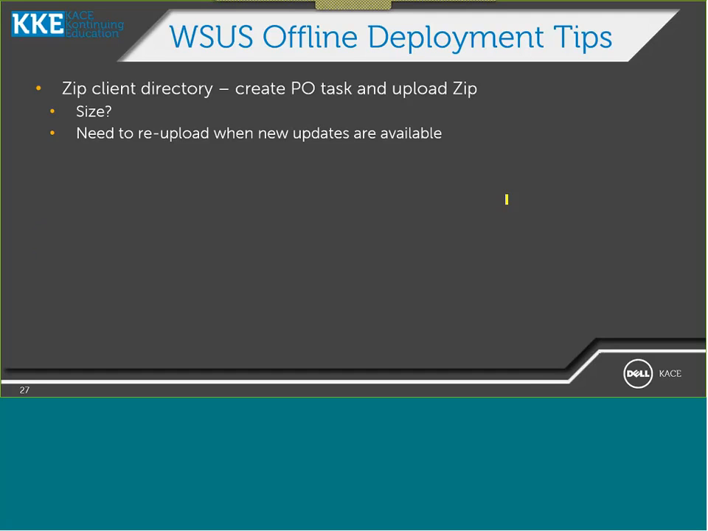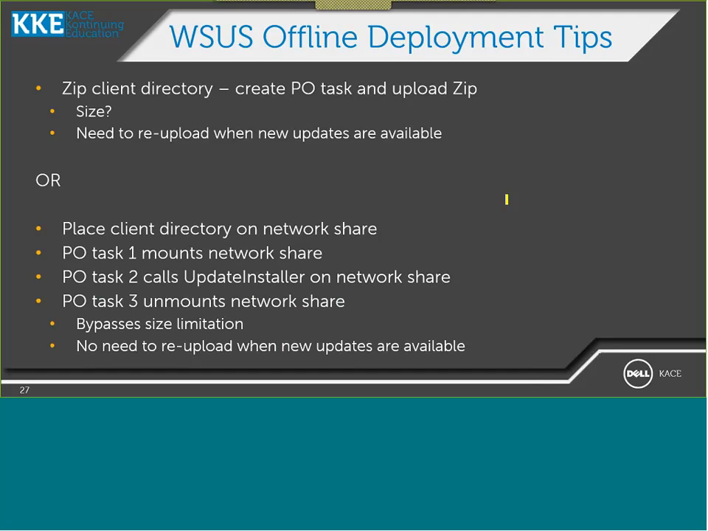So another way to handle that is you place the client directory on a network share. You create a post-installation task, just a batch file to mount the network share. Then you switch to the network share and call the update.cmd to launch the updates, and then a third post-installation task unmounts the network share. So that bypasses the size limitation. There are no updates on the K2000 required when you update the Windows updates. So that's a different way to handle that.